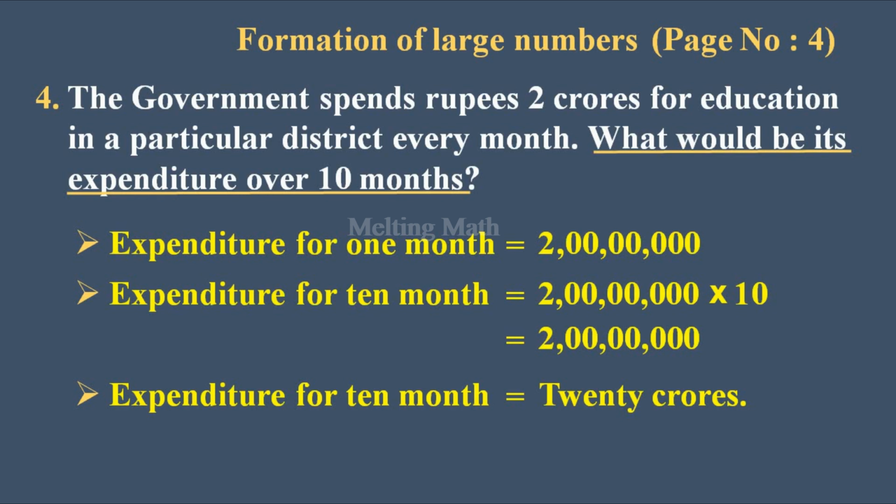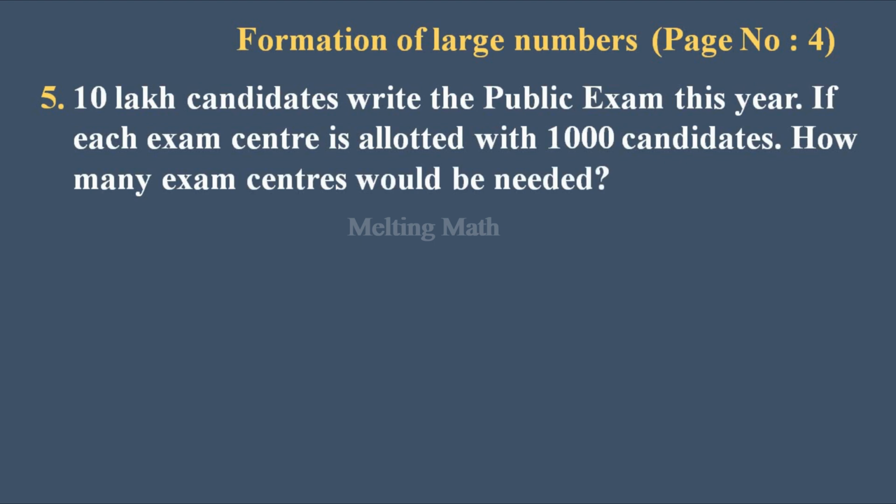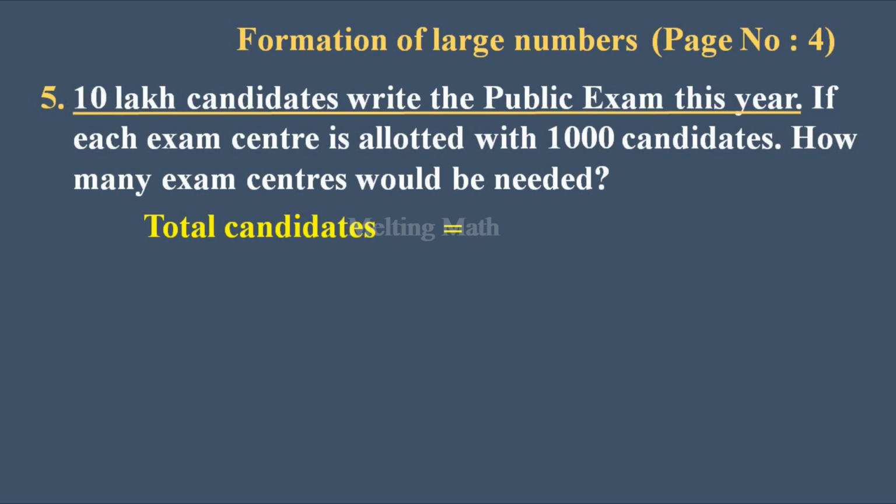Okay, I hope it is clear. Next see the fifth one. 10 lakh candidates write the public exam this year. If each exam center is allotted 1000 candidates, how many exam centers would be needed? Okay, so let me read the question again. 10 lakh candidates write the public exam this year. This is one sentence, so we have to write this data as an answer. So in this year there are 10 lakh candidates writing the exam. So the total candidates this year is 10 lakh. Just write 10 lakh.